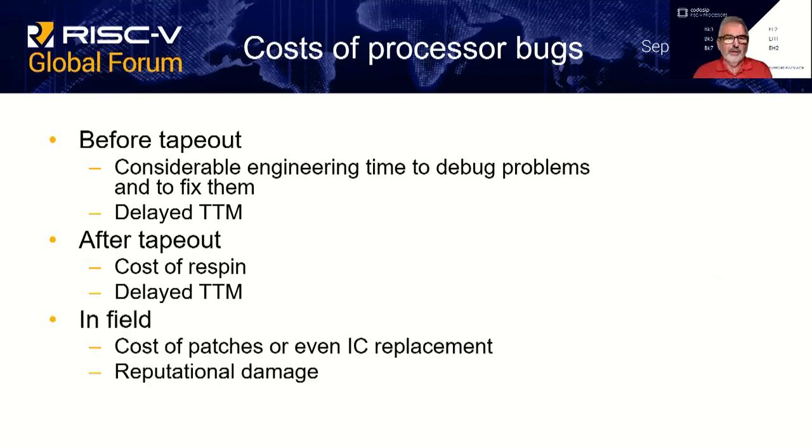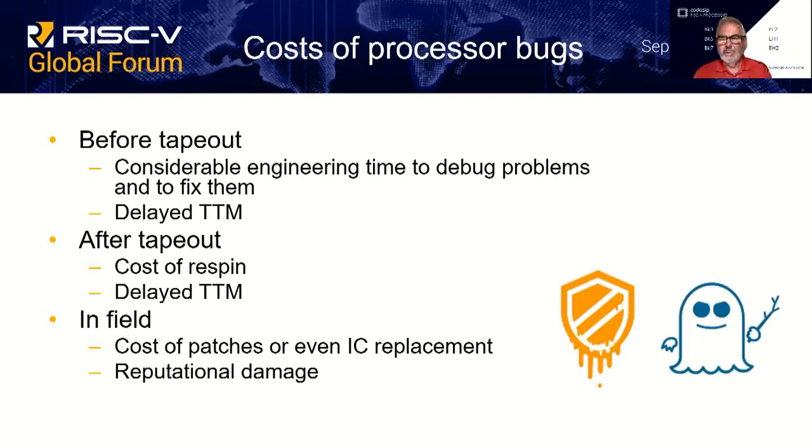Worst of all is if you discover something in the field. You then face the cost of deploying firmware patches and, in the very worst case, even replacing your integrated circuits. This costs money and also reputational damage. And even if you don't have something as dramatic as we've seen in the microprocessor area with Meltdown and Spectre, be aware that processor bugs can be expensive to deal with.